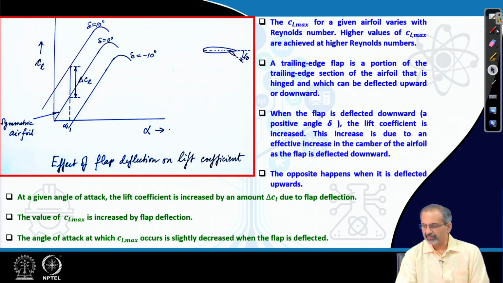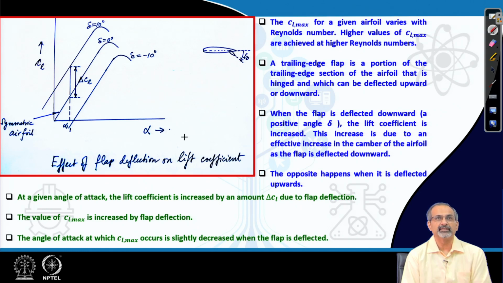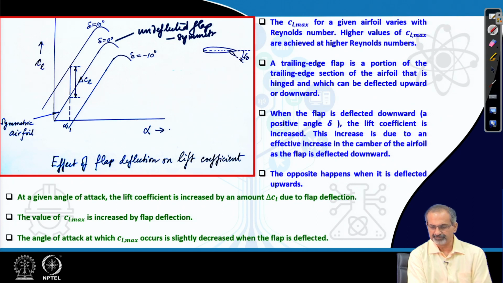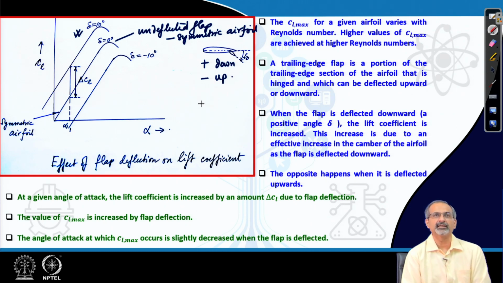Let us now look at the aerodynamic response through the CL alpha curve. This is with the undeflected flap for a symmetric airfoil. And then we have two flap deflections. One is positive when it is deflected down. It is considered positive when it is going down, negative when it is moving up. It is hinged in a manner that it can move down as well as up.